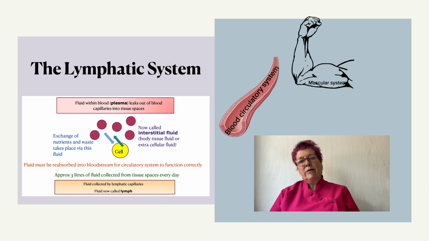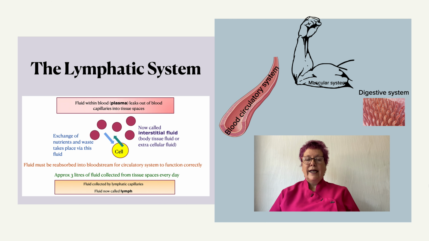The lymphatic system also has a close connection with the digestive system. It does this by way of tiny hair-like structures called villi in the small intestine. And these villi have specialized lymph capillaries within them called lacteals. And these lacteals absorb fats and fat-soluble vitamins within the small intestine and return them to the blood.